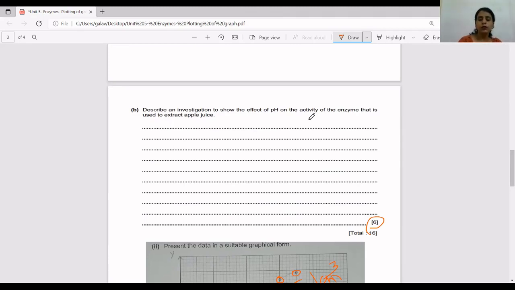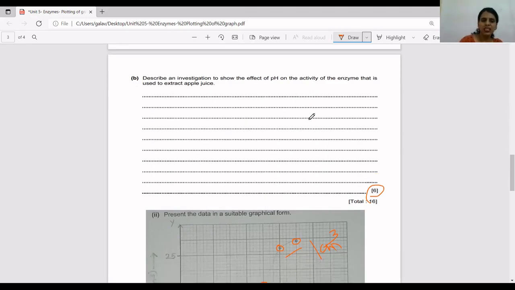Now in this question you actually have to plan another investigation to explain the effect of pH on enzyme activity. So similarly, the same kind of experiment you have to design. The very important points you can include: for investigating the effect of pH on enzyme activity, obviously because they have given apple juice, you have to use apple pulp. Then you have to keep temperature constant.